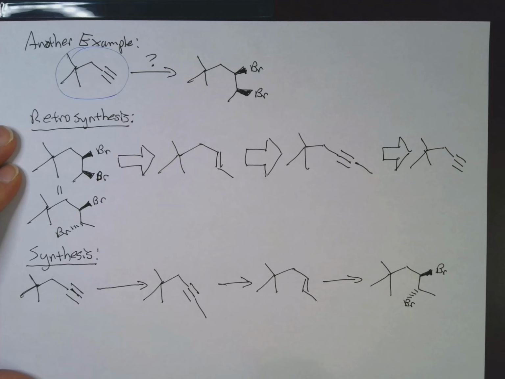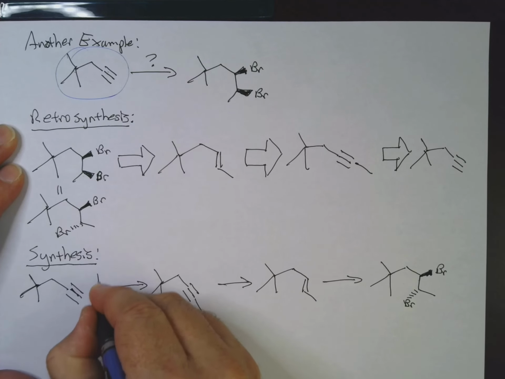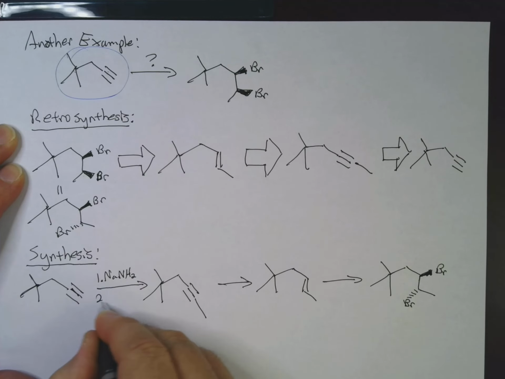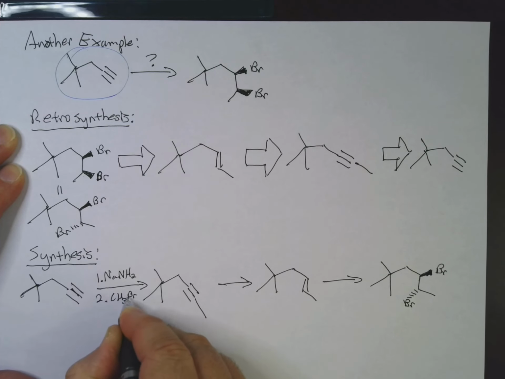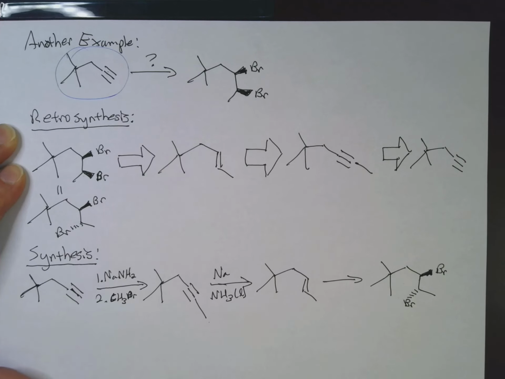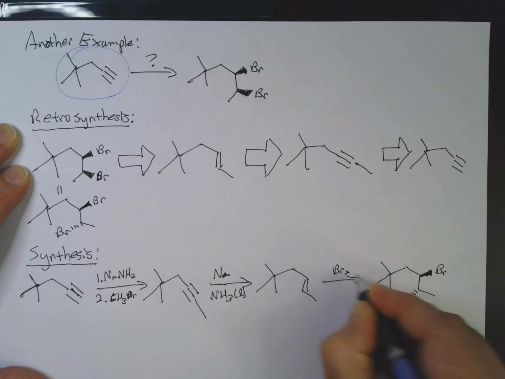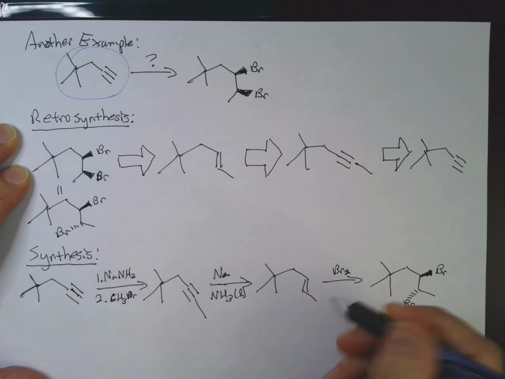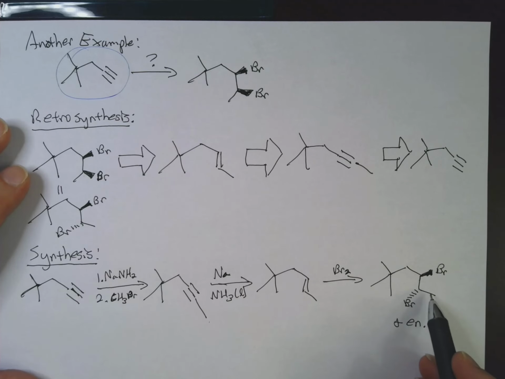Now, let's take a look here. All right, so what reagents do I need? Well, here I'm going to use NaNH2 to deprotonate, to make my acetylide, and then CH3Br. So I'll get my alkylation there. And then I'm going to use Na in liquid ammonia to do my dissolving metal reduction, and then I'll add Br2. Now, one thing to note is that I actually get the enantiomer here because the Br2 could add from either side. So that's one thing.